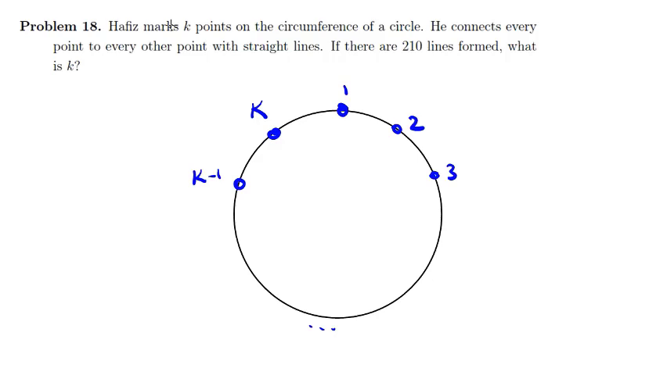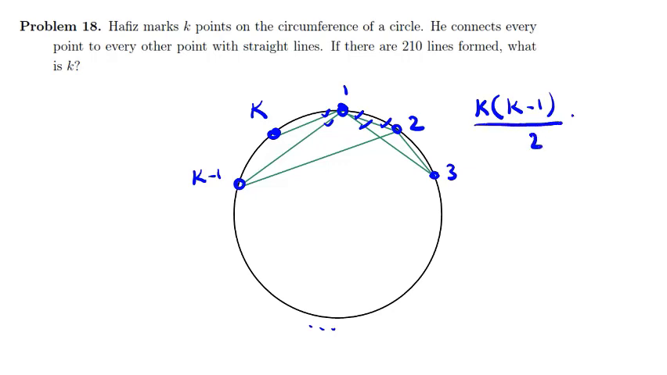Okay, if I consider K points around the circle and try to connect, so 1 is connected to how many? To all of them except itself. So 1 is connected to 2, up to k minus 1. Again, 2 is connected to 1, to this one. If I connect, again k minus 1. So if we see, we say, okay, we have k points. Each of them is connected to k minus 1 other points. We count each line twice. So if we divide it by 2, the answer is 210.